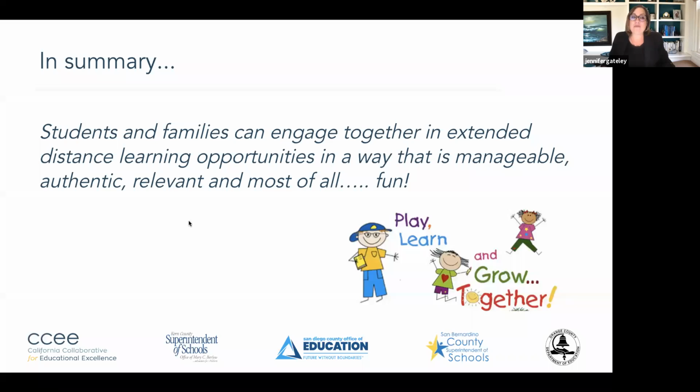So in summary, students and families can engage together in extended distance learning opportunities in a way that is manageable, authentic, relevant, and most of all, fun for the family. Families, we are not asking you to replace the amazing teachers that are supporting your children in distance learning, but we certainly know that with some support together in the right areas of reading, writing, and math, that we can make this an experience that is manageable and fun for all students and families.